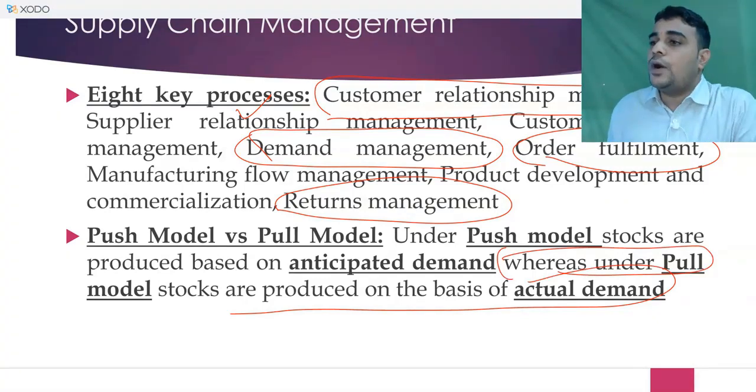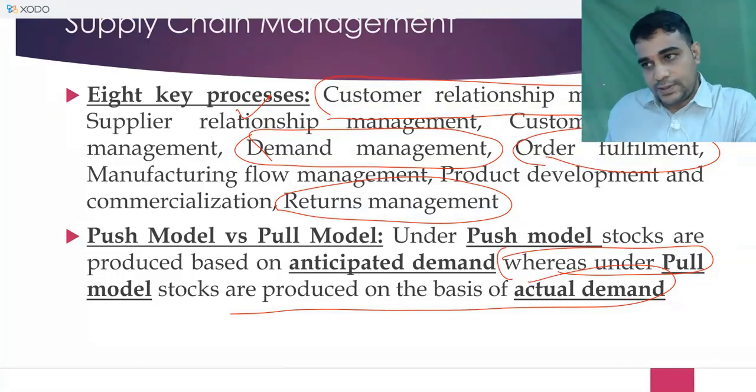Under the push model, you anticipate what the customers would want. So the manufacturer will produce. He will give it to the wholesaler. Wholesaler will give it to the retailer. Retailer will display it. You go to the shop and buy what you want. Sometimes you will see the retailer trying to push you to buy some product. He will say this is a better product, don't buy that product. All that is because you want to somehow push that product to the end customer.